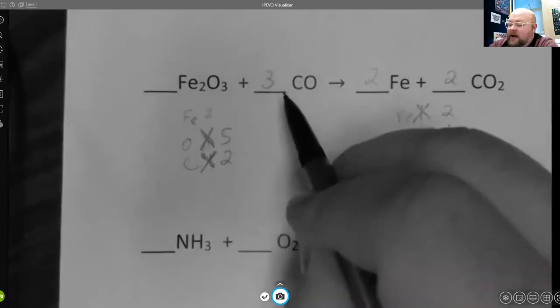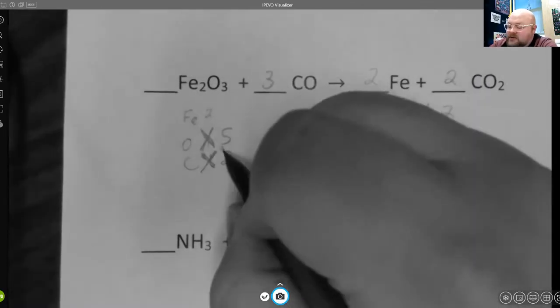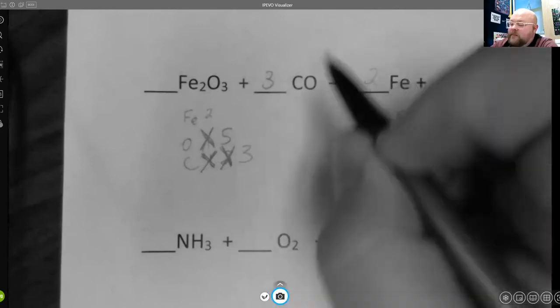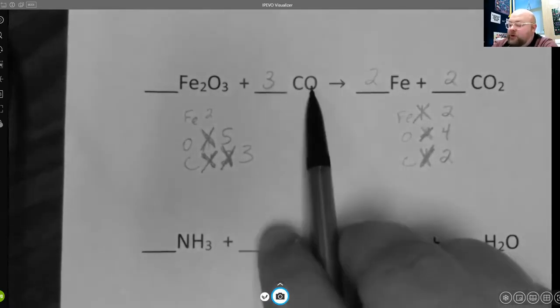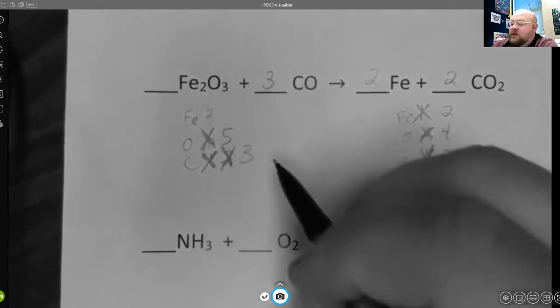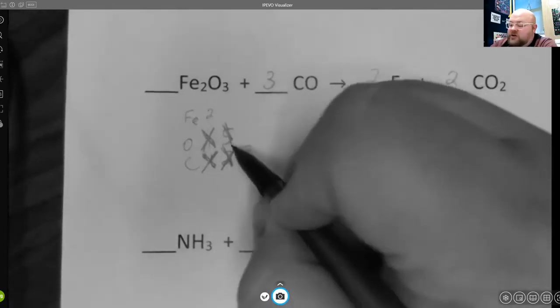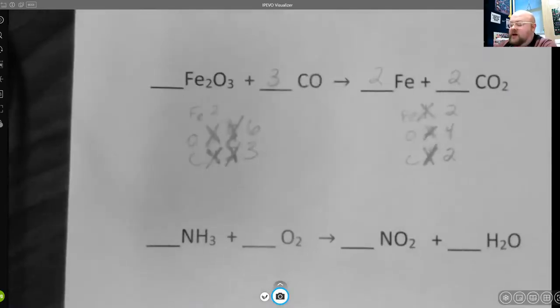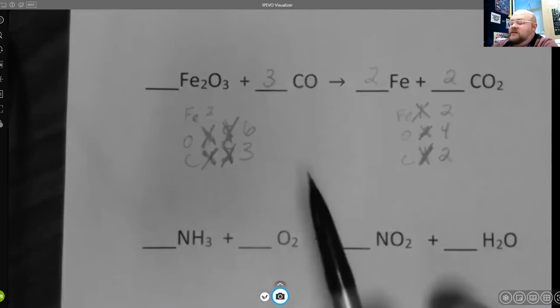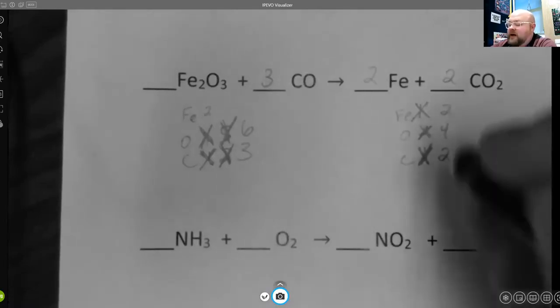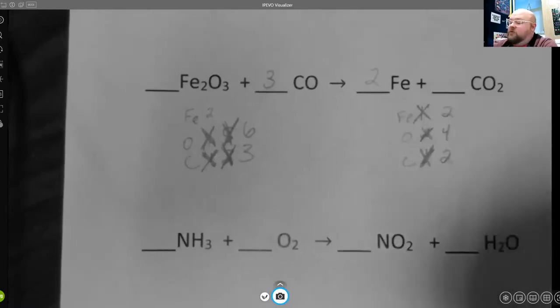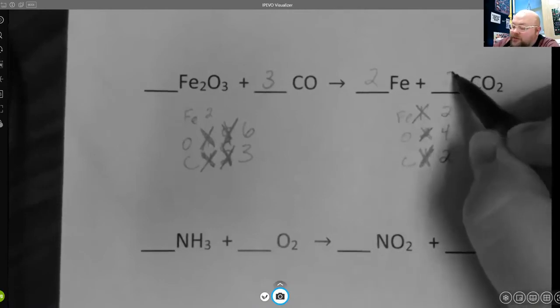3. Now I have over here 3 carbons. Over here, I have 3 plus 3 oxygens, which means now I have 6 oxygens, which means I've got to go back over here and have 3 and 6 oxygens. But if you look, I'm going to put a 3 here.